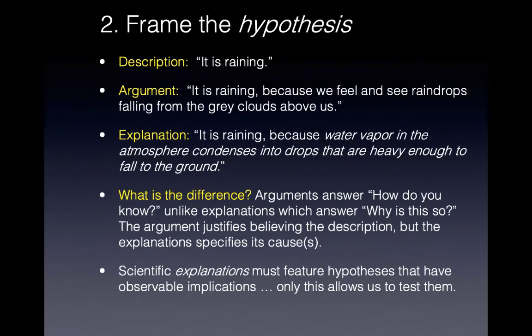It's raining because water vapor in the atmosphere condenses into drops that are heavy enough to fall then to the ground. Again, what's the difference? Arguments answer, how do you know? Unlike explanations, which answer the question, why is this so? So the argument justifies believing the description, it's raining, but the explanations specify its cause or causes. So scientific explanations must feature hypotheses that have observable implications, right? And only in this way we are able to test them.